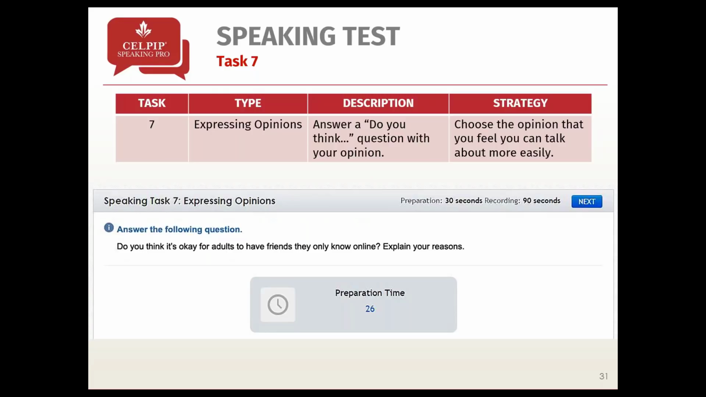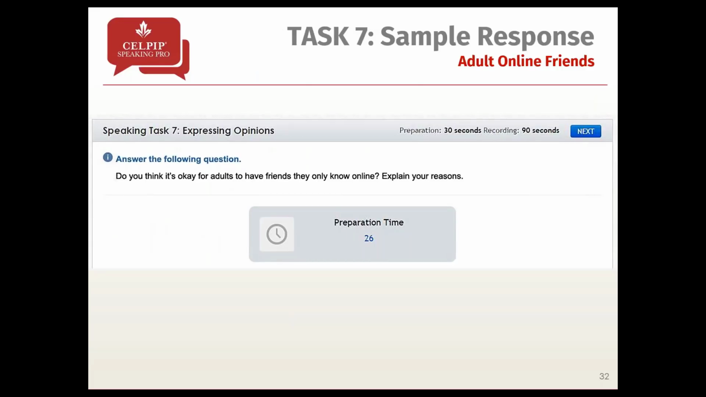So in this case, the question is, do you think it's okay for adults to have friends they only know online? And then the very important instruction, explain your reasons. So you need to give good support for each reason you come up with for your opinion. So I'll put the question to you for a moment. How would you begin your response here? What would your first sentence be? And think of one point you could make or one reason.